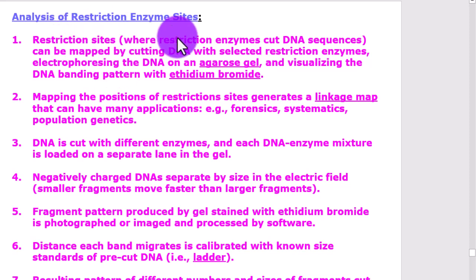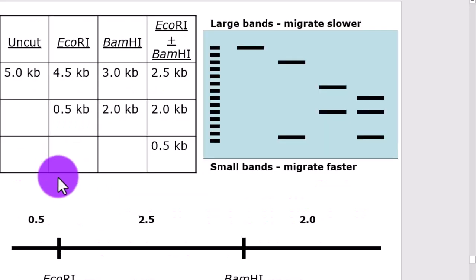Analysis of restriction enzyme sites. Restriction sites where restriction enzymes cut DNA sequences can be mapped by cutting DNA with selected restriction enzymes, electrophoresing the DNA on agarose gel, and visualizing the DNA banding pattern with ethidium bromide. Mapping the positions of restriction sites generates a linkage map that can have many applications: forensics, systematics, population genetics.